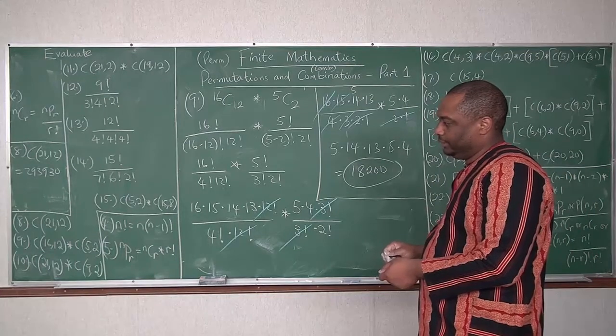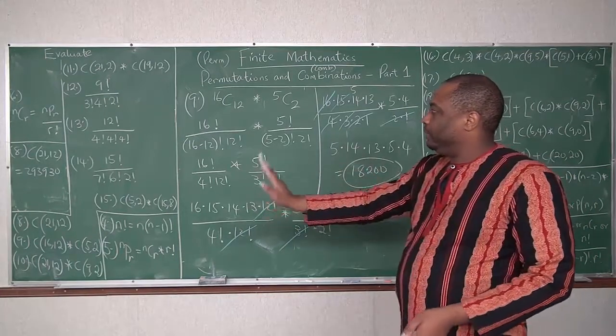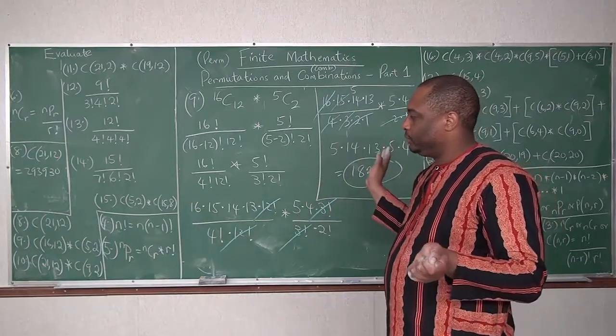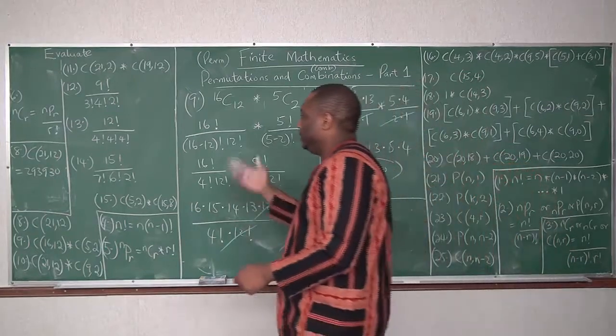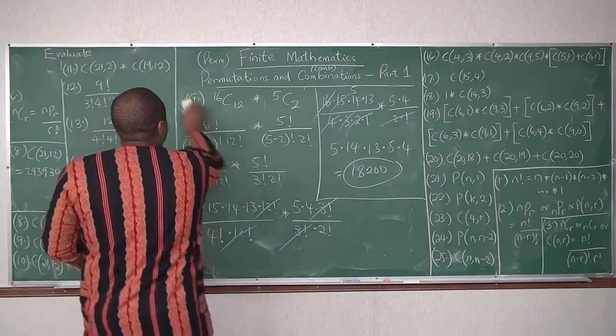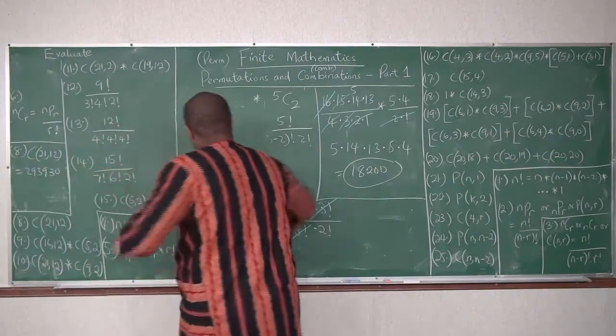Now let's do question 10. Question 10, we've already found 21 choose 12. So let's just go ahead and find 9 choose 2, and multiply it. Yeah, so let's do question 10.